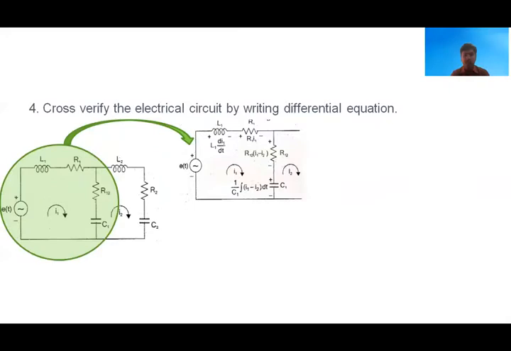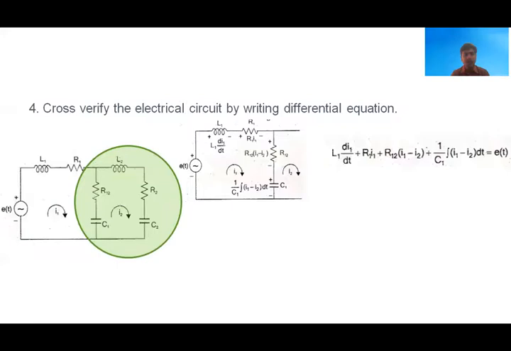Similarly, the voltage across C1 is 1 by C1 integral I1 minus I2 into dt. By the KVL law, the sum of these voltages is equal to 0. By the current direction, we have L1 di1 by dt plus R1 I1 plus R12 into I1 minus I2 plus 1 by C1 integral I1 minus I2 dt minus E of t is equal to 0. Since E of t has minus sign, after sending this to right hand side, we'll get it is equal to E of t.